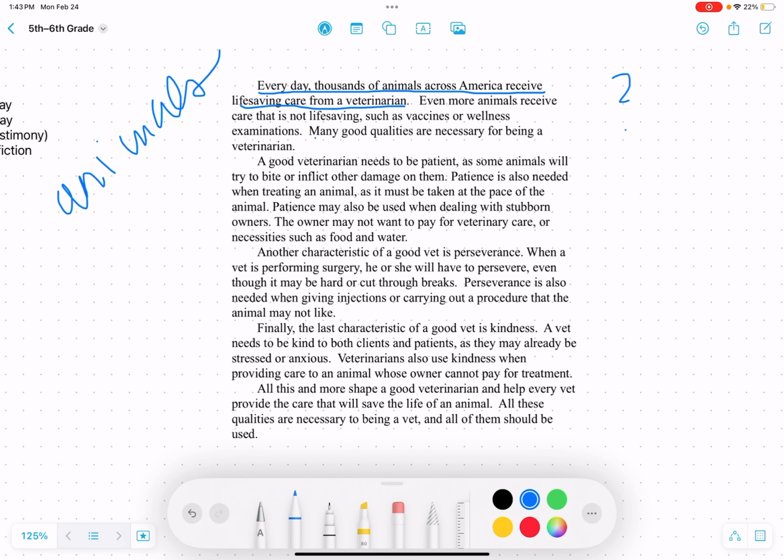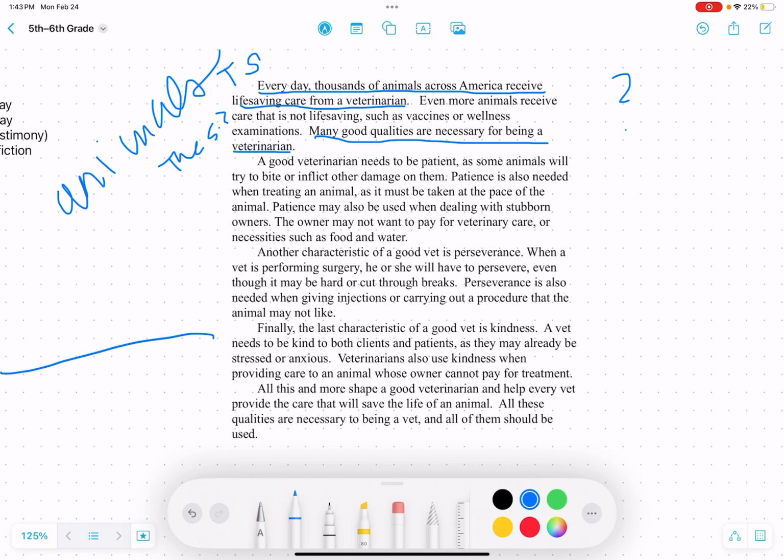Next, we're going to look for her thesis. We're not even going to read the rest of the paragraph. Her thesis, so this should be her TS, or her topic sentence. This should be her thesis. Many good qualities are necessary for being a veterinarian. That sounds like a good thesis. We'll come back and evaluate it later.